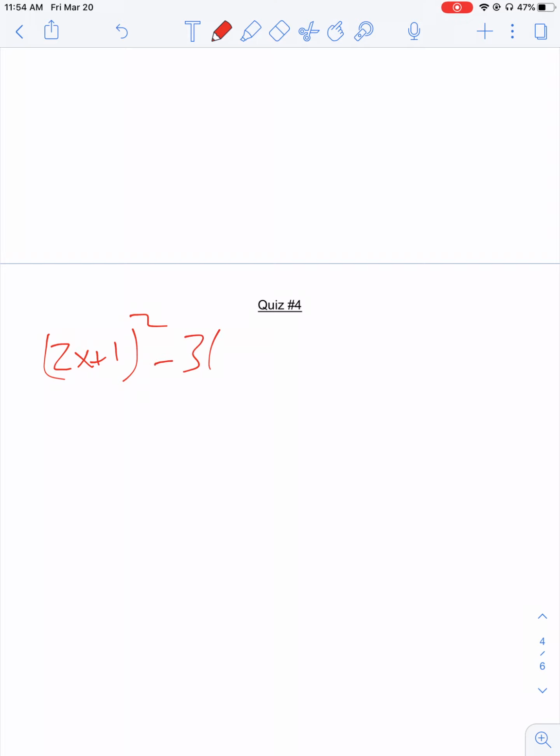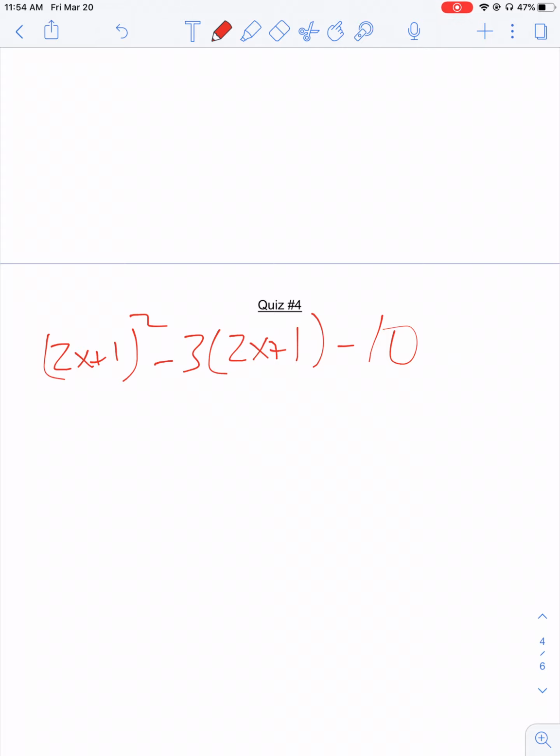minus 3 times 2x plus 1 minus 10. So you had to factor this. Again, you're not solving because it's not equal to 0 or something, okay? So there's no equal sign, so all you have to do is just factor.